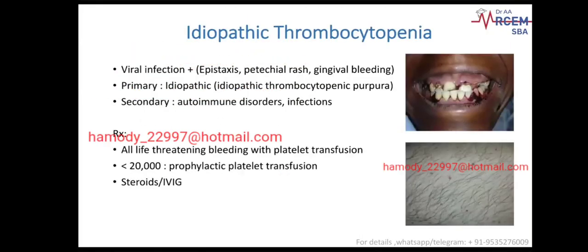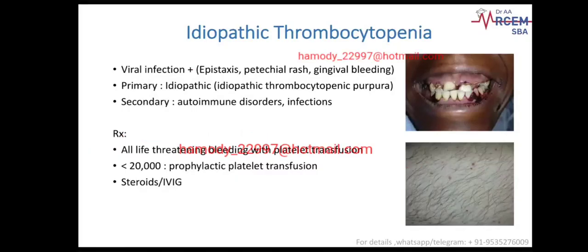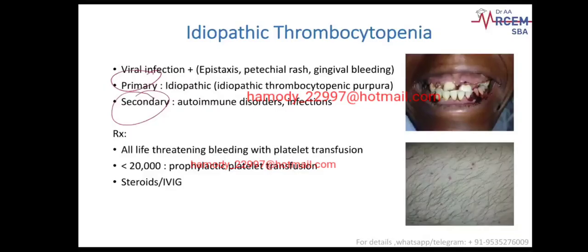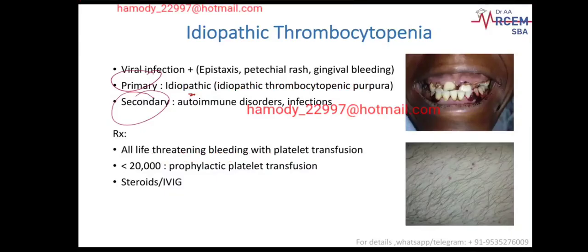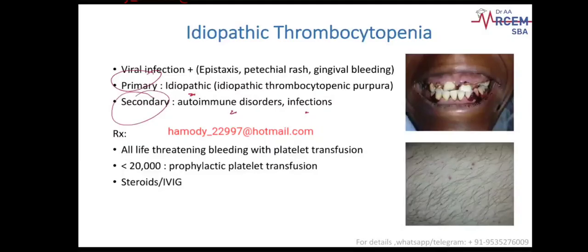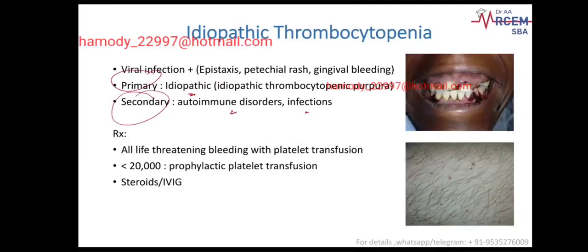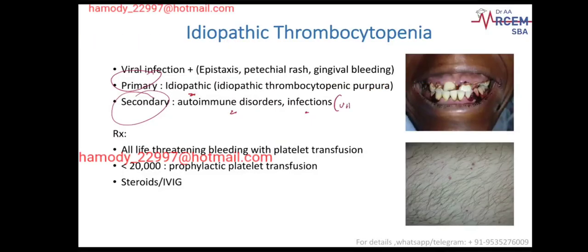Idiopathic thrombocytopenia can be broadly divided into primary and secondary. In primary, we do not know the underlying cause. It is idiopathic. That's why it is known as idiopathic thrombocytopenic purpura. In secondary, it might be an autoimmune disorder which is causing it, or it might be an infection. More commonly, it's a viral infection.